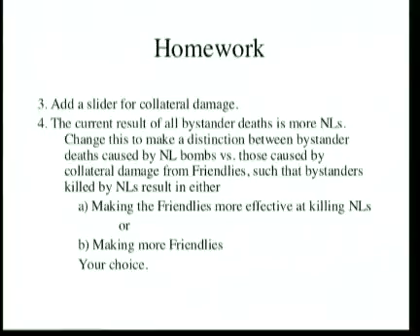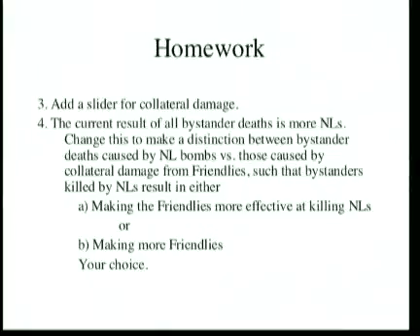And finally, question 4 is probably the most difficult and will take the most time. Right now, the current result when bystanders die is that more neo-Luddites appear. Now this is true whether the bystanders are killed by neo-Luddites or by friendlies. So the question becomes, is this really accurate? Is this really fair? Is this what happens in the real world? Obviously the bystanders are going to be upset if a friendly kills them due to collateral damage. They're also going to be upset if one of the neo-Luddites blows them up with a bomb. But the real question is, who should get blamed for that?